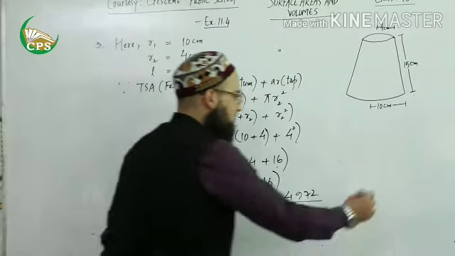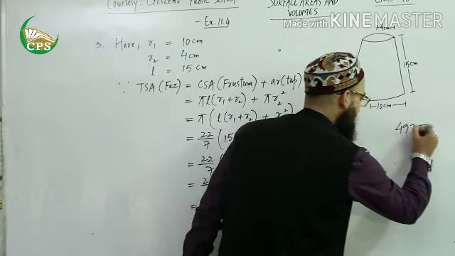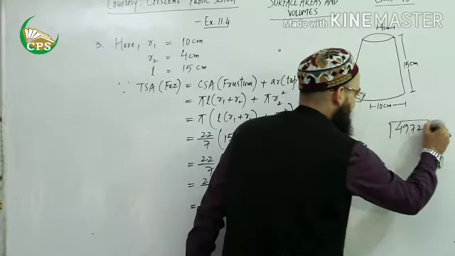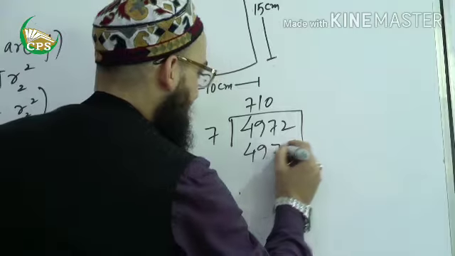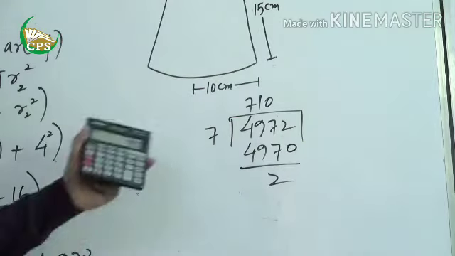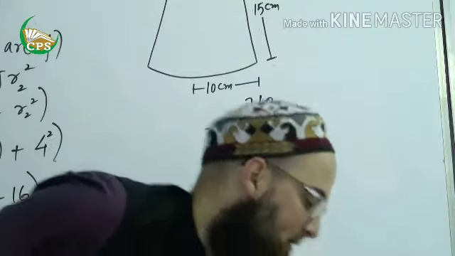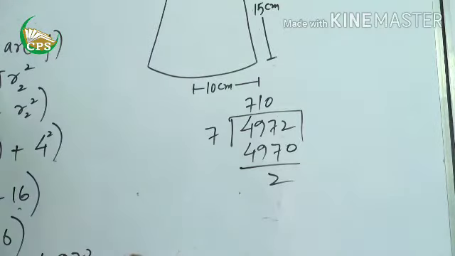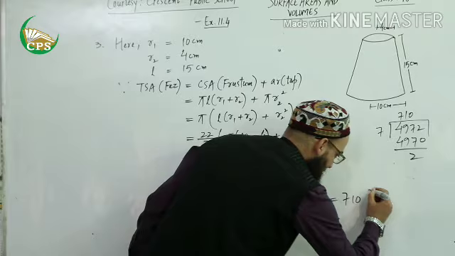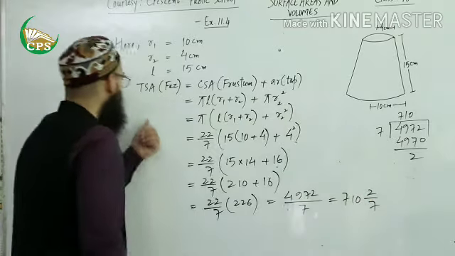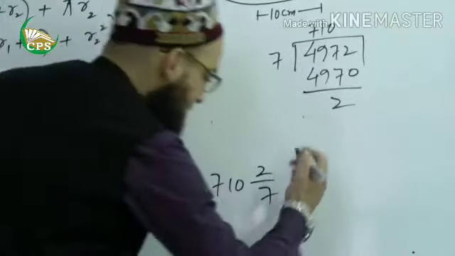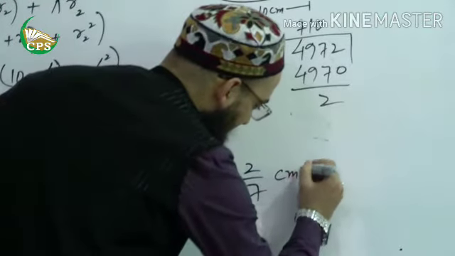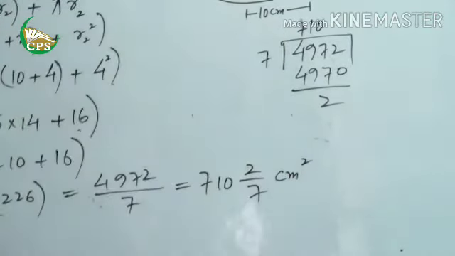Now let us do the division for this. 4972 divided by 7. So you get 710 2 by 7. Now it's a total surface area, so it must be in square units. So 710 2 by 7 square centimeter.